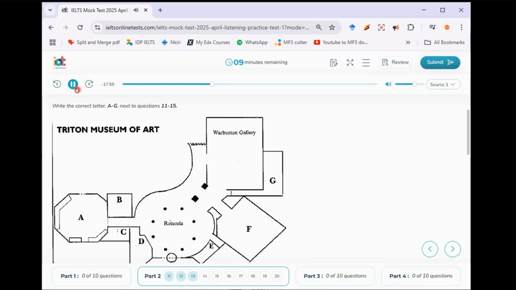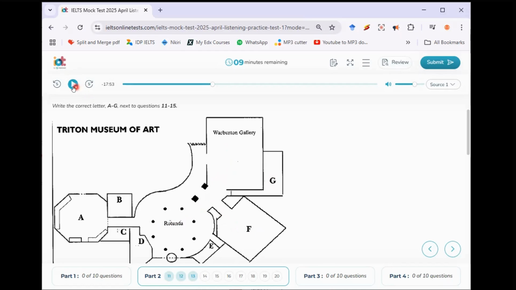We'll make our way back across the rotunda. Can you see what he said now? If we are coming back to the rotunda, so we first of all entered F. From F, we went next door to Warburton Gallery. And then he quickly mentioned this one as a storage room. So he says we'll make our way back across the rotunda.